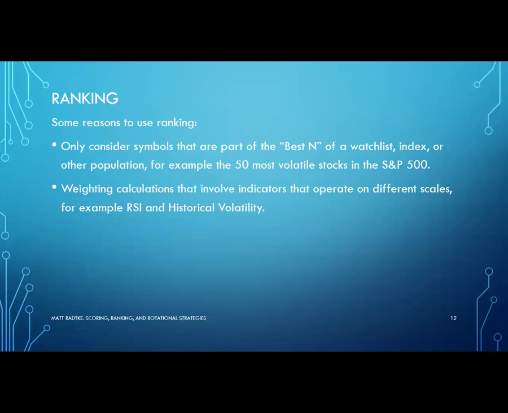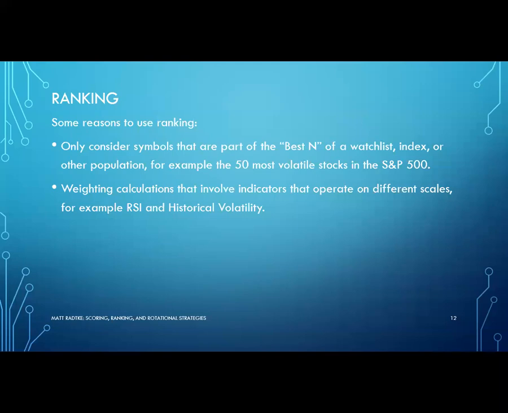Some of the reasons that we might want to use ranking, one would be, let's assume that maybe you only want to take the 50 most volatile stocks in the S&P 500. Well, in order to know if something is in the top 50, obviously we need to have a sorted list so you can look at ranks 1 through 50 and rule out the others.